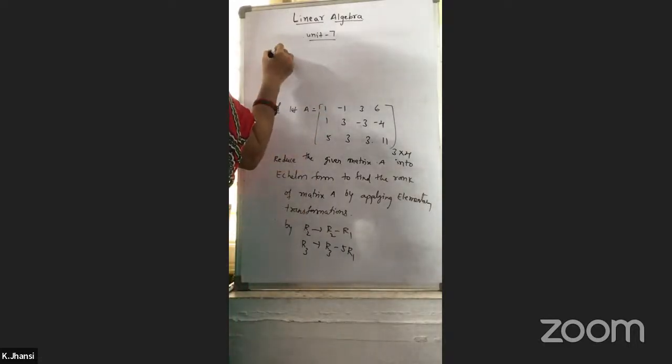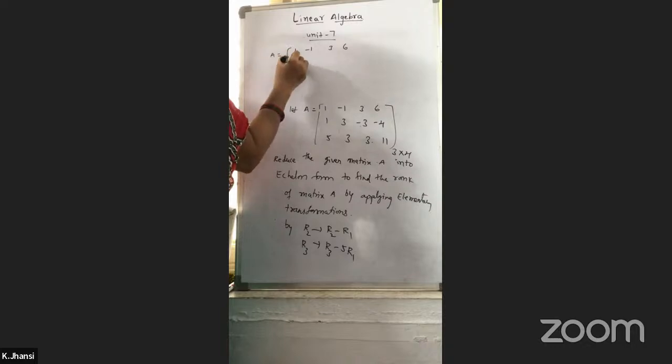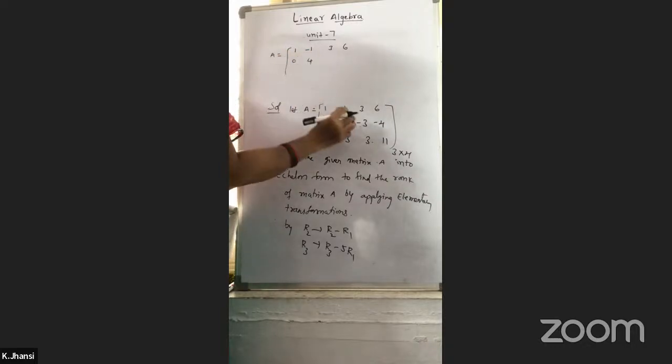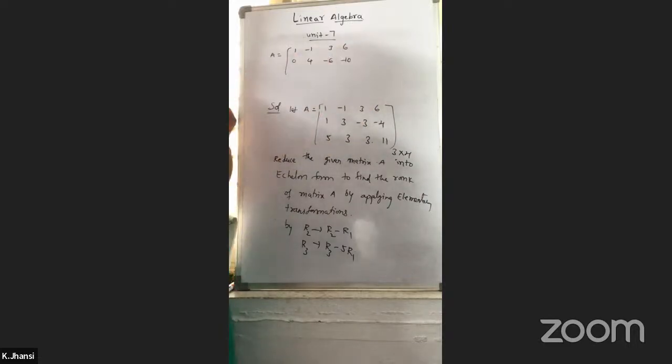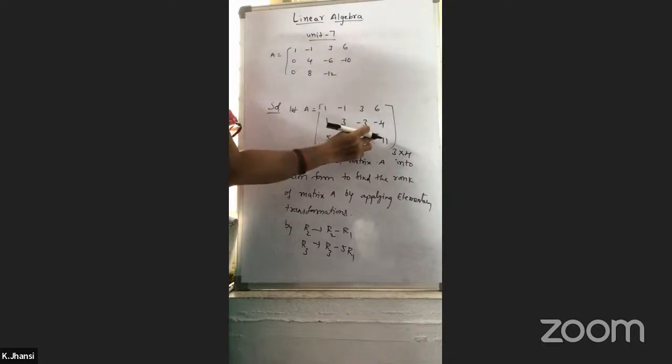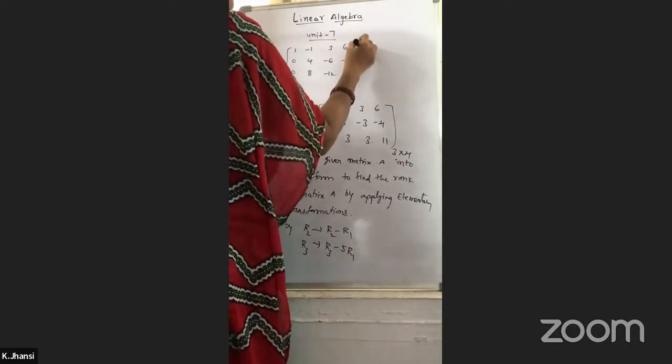By applying this, the first row stays the same: 1 minus 1, 3, 6. Next, 1 minus 1 is 0. 3 minus of minus 1 becomes 4. Minus 3 minus 3 means minus 6. Minus 4 minus 6 means minus 10. Next, 5 into 1, 5 minus 5 means this is 0. 3 minus 5 times minus 1, minus of minus becomes plus, so 3 plus 5 means 8. Next 3 minus 15, so minus 12. Next 11 minus 30, 30 minus 11 means 19, and the minus sign is there, so you will get minus 19.